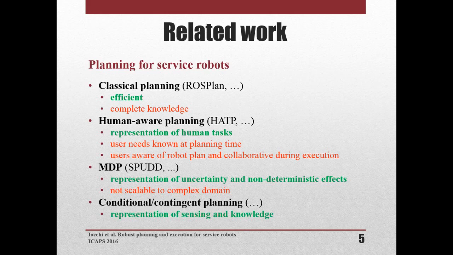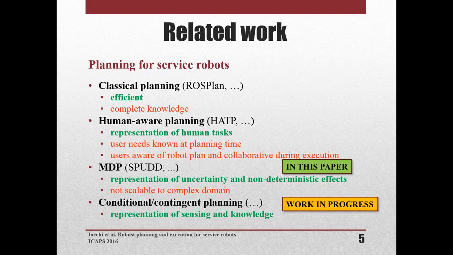Very quickly, here is a general overview of what has been done for planning in service robotics, and some characteristics of the planning systems. Classical planning is very efficient, but it requires complete knowledge that is not available in service robotics. Human-aware planning is very interesting because there is an explicit representation of the humans in these planning systems, but there are still some problems, because usually they assume that the user is fully collaborative and knows exactly what the plan is and that it is under execution. MDP representations are nice because you can model uncertainty and non-deterministic actions, but sometimes they are not scalable to complex domains. Contingent planning is also very promising because there is an explicit representation of sensing knowledge, but it is still not too well developed, I would say.